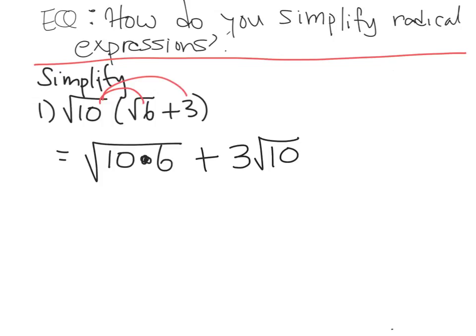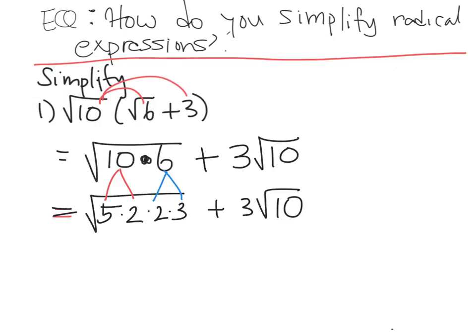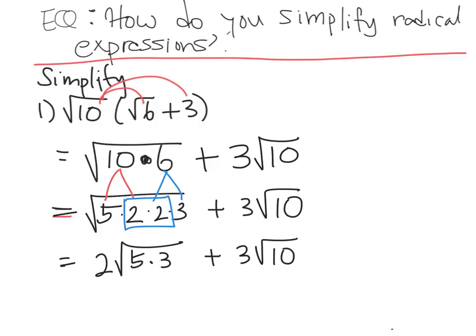And so let's see if we could simplify anything. Well, we know that 10 is 5 times 2, so just remember, 10 is 5 times 2. And then what is 6? Oh, it's 2 times 3. So 6 is 2 times 3. The rest of the stuff is still the same. Remember how we're supposed to box numbers that are exactly the same? So the 2 came outside, and 5 times 3 is still on the inside. And we're going to add that with 3 square root of 10.